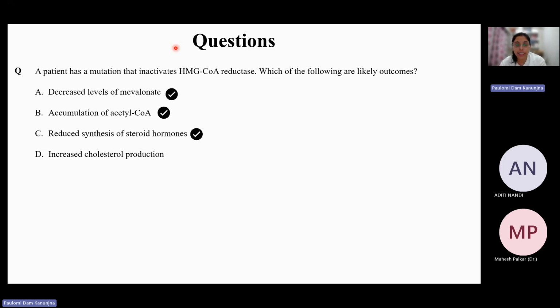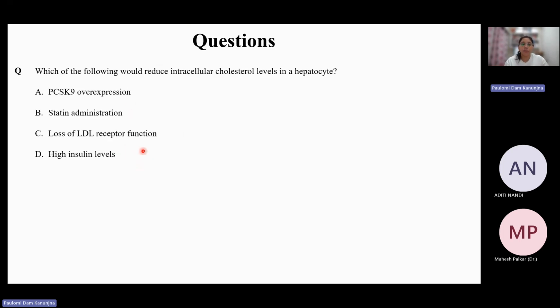ABC, as you would have already understood why, because if there is no reductase, there is no synthesis of cholesterol. So you don't have mevalonate, you don't have steroid hormones, and you have acetyl coenzyme A accumulation because that's not being used up and not getting converted into its subsequent product. So that makes sense. And if this is correct, then the opposite doesn't make sense at all. Good job. Okay. Which of the following would reduce intracellular cholesterol levels in the hepatocyte?